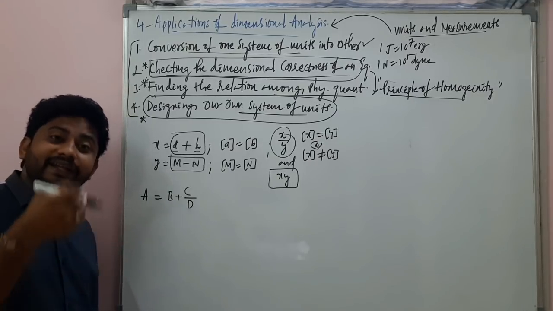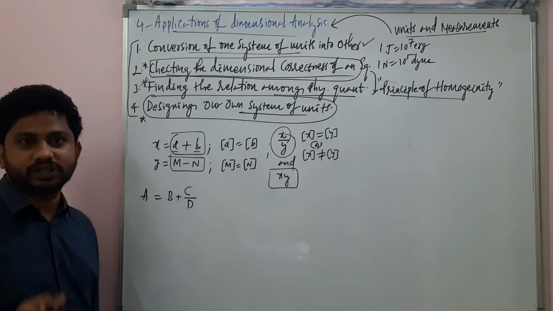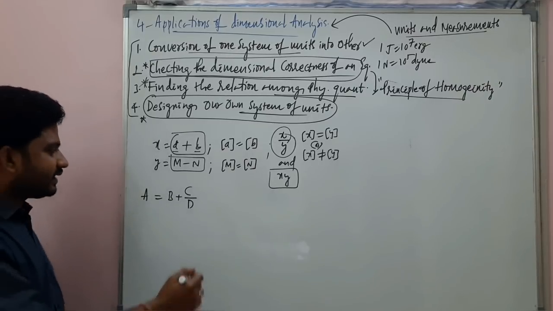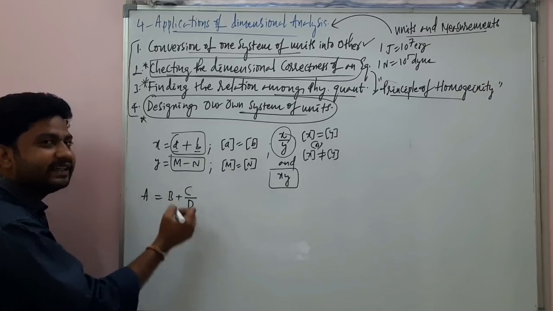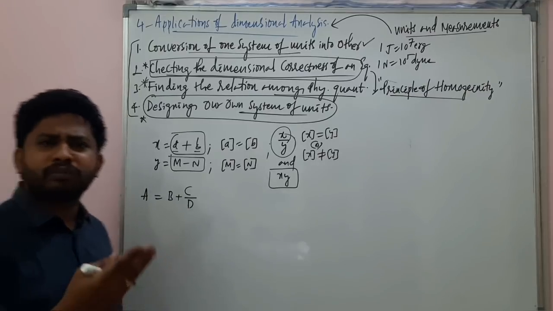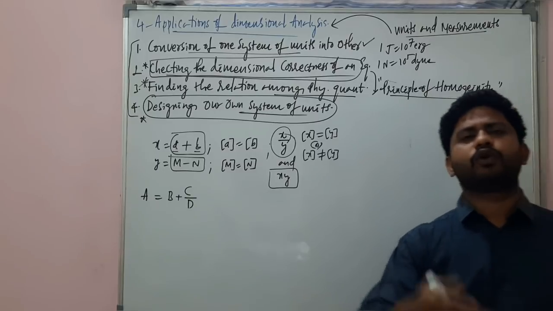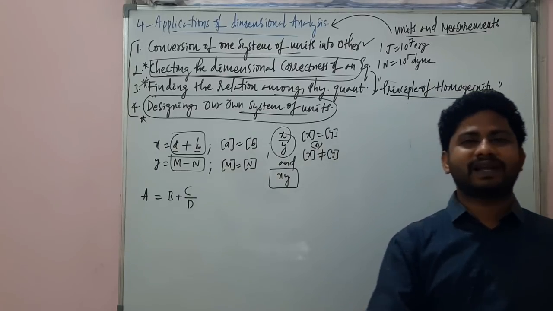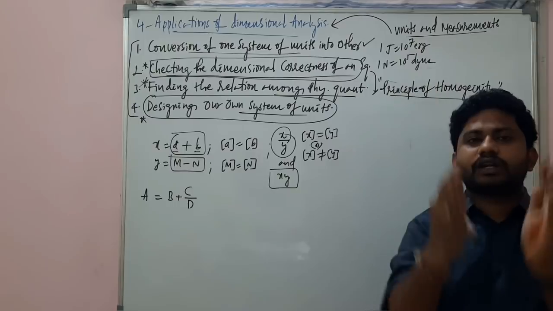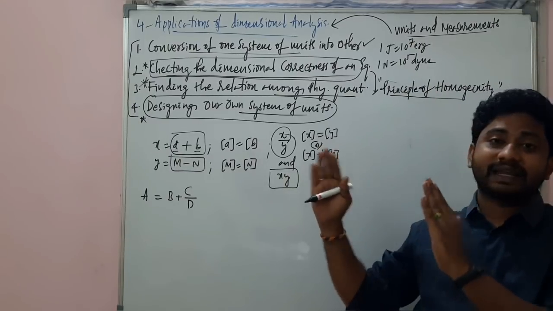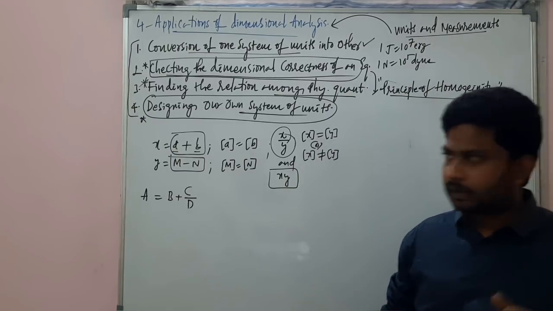So this is the in-depth analysis of the principle of homogeneity. There are four physical quantities I have given here: A, B, C, D. One may be work, another one may be energy, another one may be a force, and the fourth one may be a velocity. Like that, four different physical quantities I have taken here in an equation.